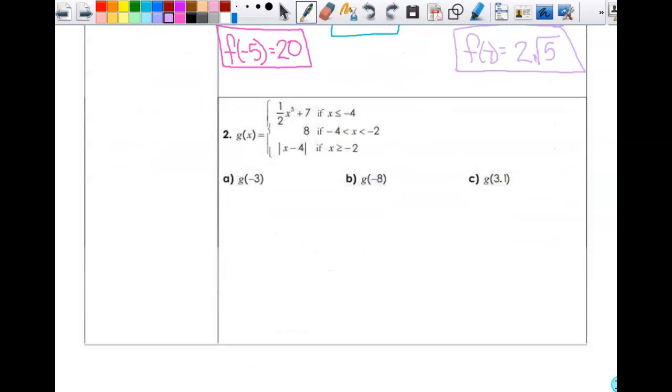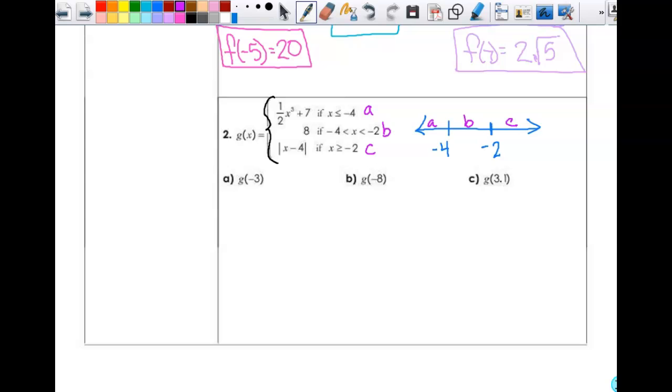So when you look at this, if it helps to make yourself a little number line, make yourself a little number line. It's not that big of a deal. So I have this. I've got -4, and then between -4 and -2, and then -2 on. If I labeled these A, B, and C, this is A, this is B, this is C. Then you can easily figure out on the number line where your numbers fall.